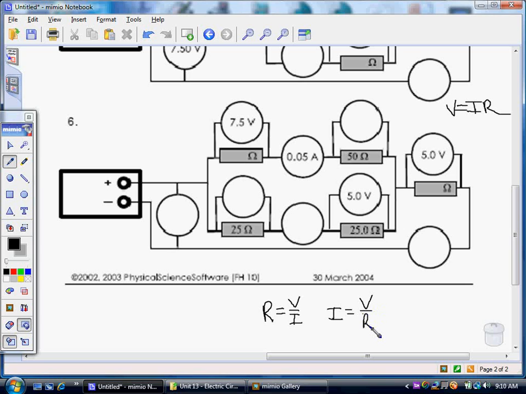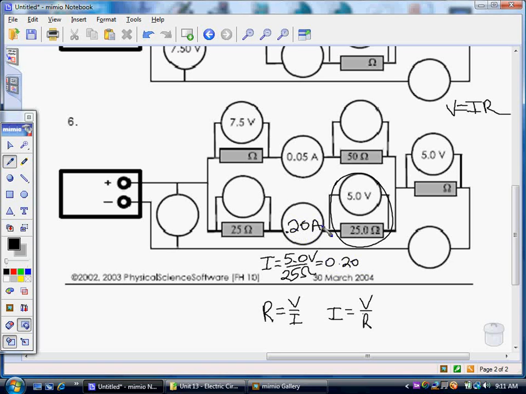Now, what's the easiest thing to find on this one? Well, if you notice right here, you have both voltage and resistance. So if you have that, you can find current. You can find current going into that. So for the ammeter, I equals V over R, which is going to be 5.0 over 25 ohms. So we have 5 volts over 25 ohms, which is going to be 0.20. So in this meter, 0.20 amps.